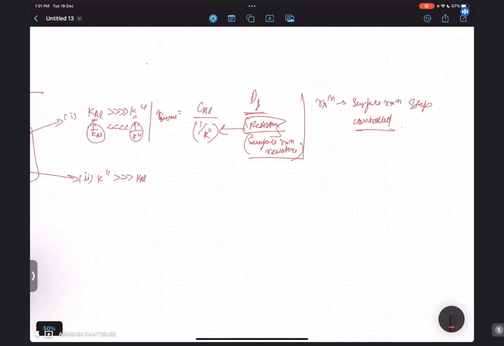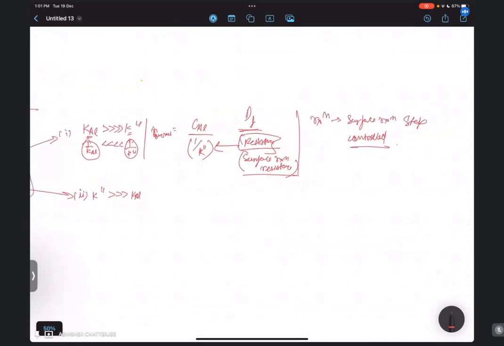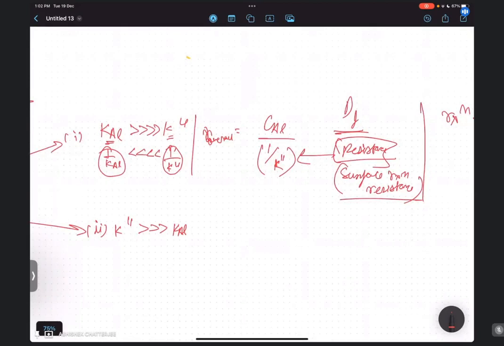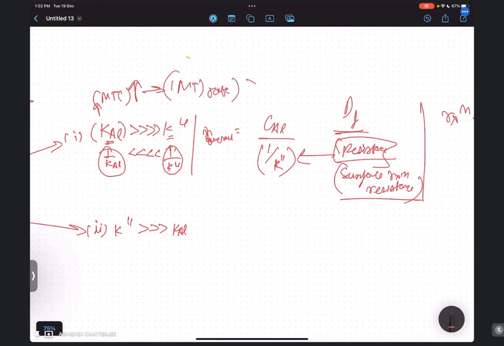Now physically, you understand that this KAL is much greater than this K double dash. If this is happening, that means what? This KAL is your mass transfer coefficient. If your mass transfer coefficient is high, then your mass transfer rate will be high. That means your mass transfer rate is higher than the surface reaction rate.